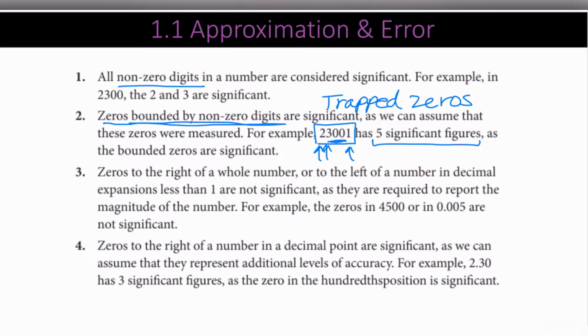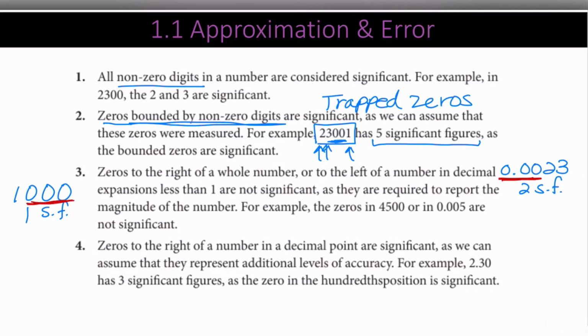Rule number 3, zeros to the right of a whole number or to the left of a number in decimal expansions less than 1 are not significant. So if we take a look at a number like 1,000, 1,000 is going to have one significant figure. If we take a look at a number like 0.0023, this is going to have 2 significant figures. So all of these leading zeros are not significant, and all of these trailing zeros are not significant.